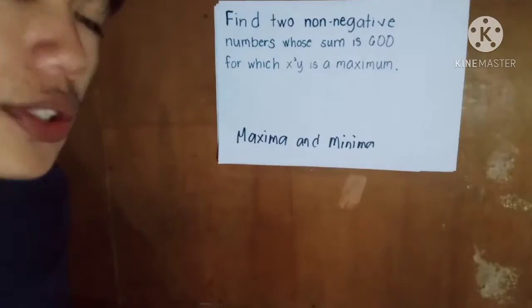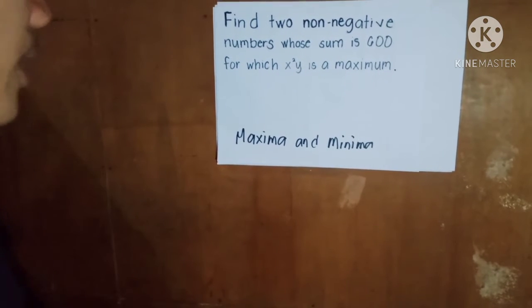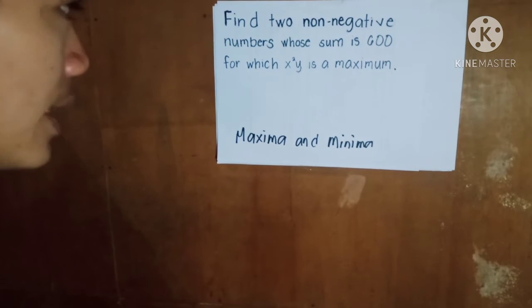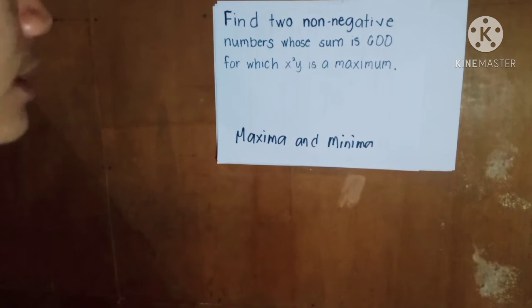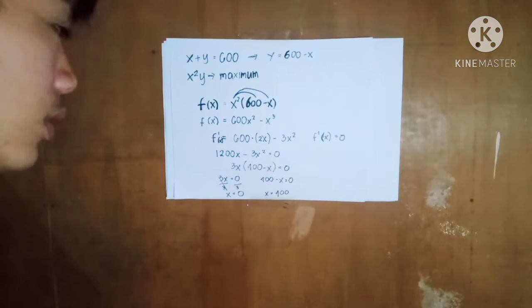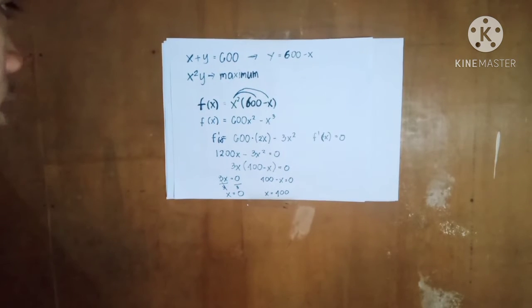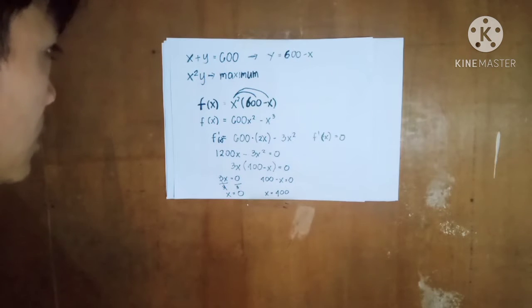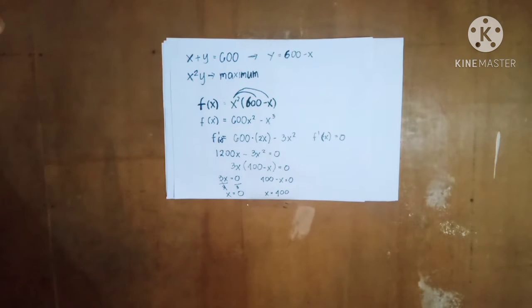So, our sample problem here for maxima and minima is: find two non-negative numbers whose sum is 600 for which x squared y is a maximum. So, nasa problem natin na find two non-negative numbers that equal to 600. So, ang gagawin natin dito is x plus y is equal to 600.